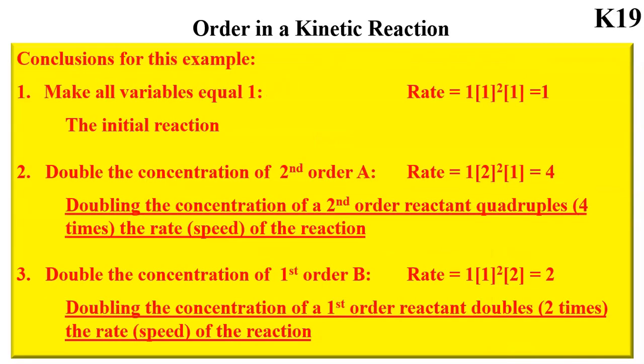So conclusions for this example. Make all variables equal to 1 in the initial reaction. Then double the concentration of A, and so on. So this is going over that same point.